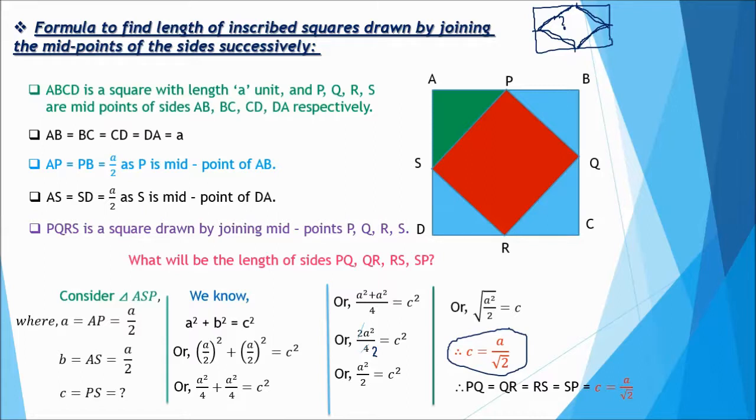Now don't forget this formula. C is equal to A by root 2, where A is the length of the previous square, the bigger square. Okay, understand? Don't forget this formula, and we are going to do one very interesting question. You will enjoy doing that question also. So let's move.